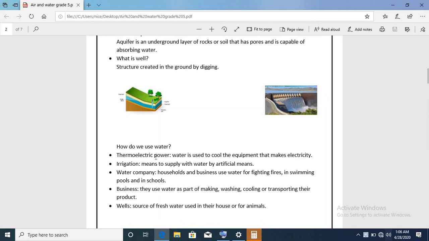It says here thermoelectric power. It means water is used to cool the equipment that makes electricity. What does this mean? It means that the wires, or any equipment or apparatus which is used to make the electricity, we cool it by water in a way. So I'll send you the link for the video to see how the thermoelectric power works.